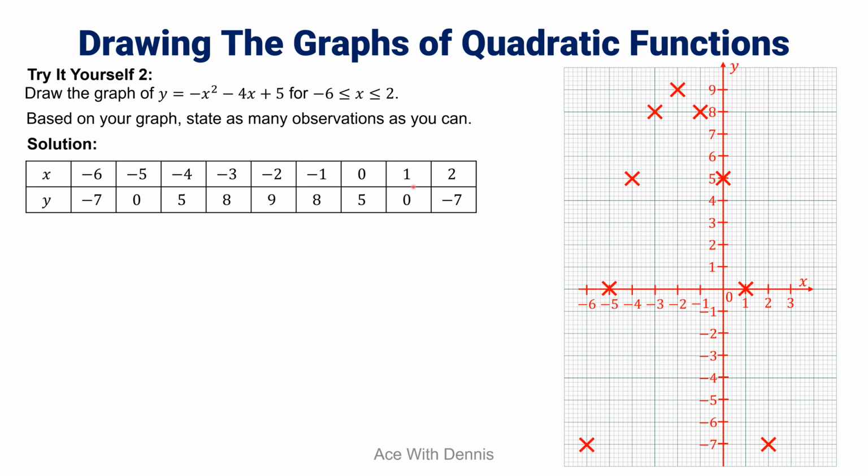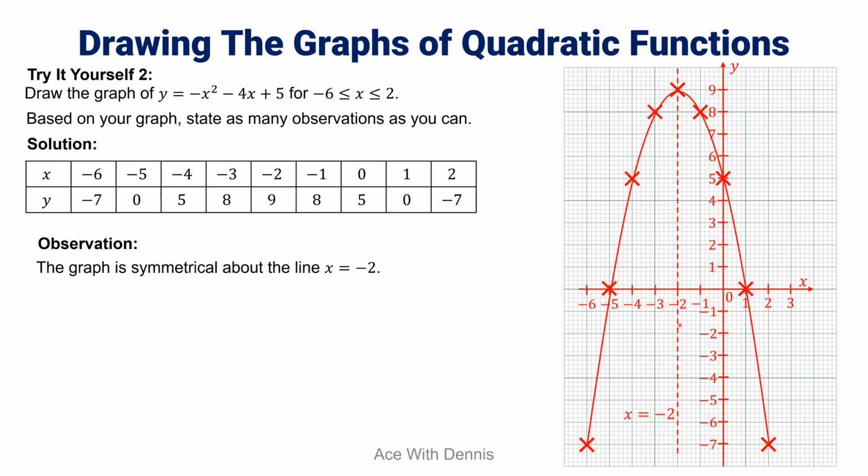Eventually these are the points that we can plot based on the table. Then we join these points with a curve, and this will be the graph of y equals -x squared minus 4x plus 5. So from here, what observations can you see from the graph? This dotted line will be the line of symmetry. The equation of this line is x equals -2 because it passes through the value here, -2. Alright, so we can say that the graph is symmetrical about the line x equals -2.